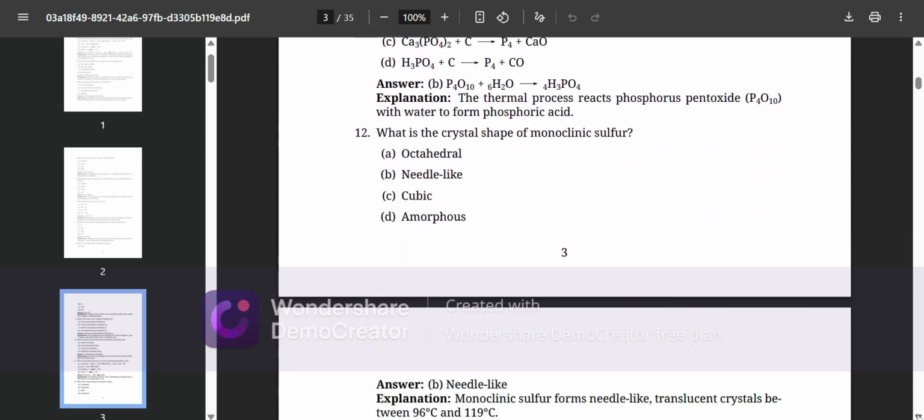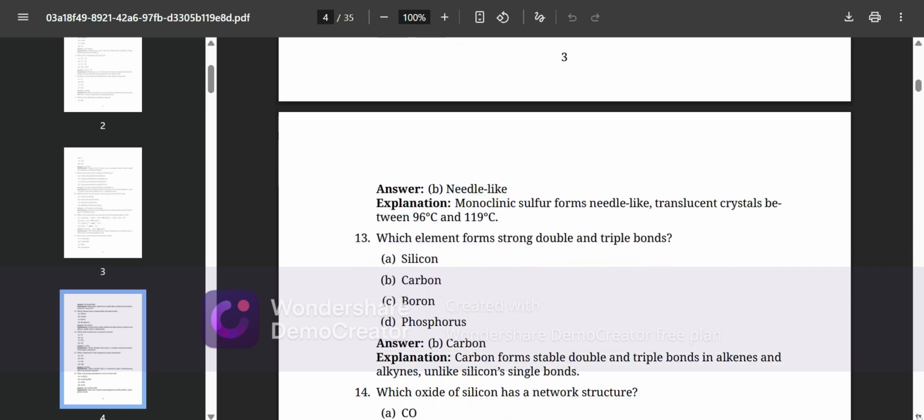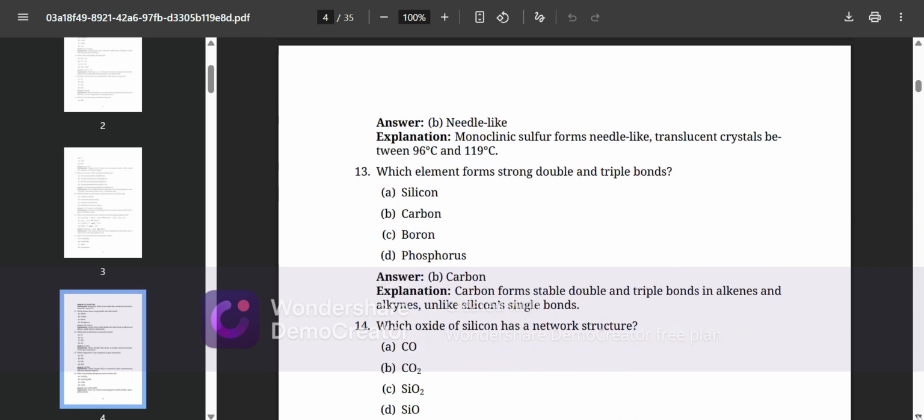What is the crystal shape of monoclinic sulfur? Needle-like. Monoclinic sulfur forms needle-like translucent crystals between 96 degrees Celsius and 119 degrees Celsius. Which element forms strong double and triple bonds? Carbon forms stable double and triple bonds in alkenes and alkynes.